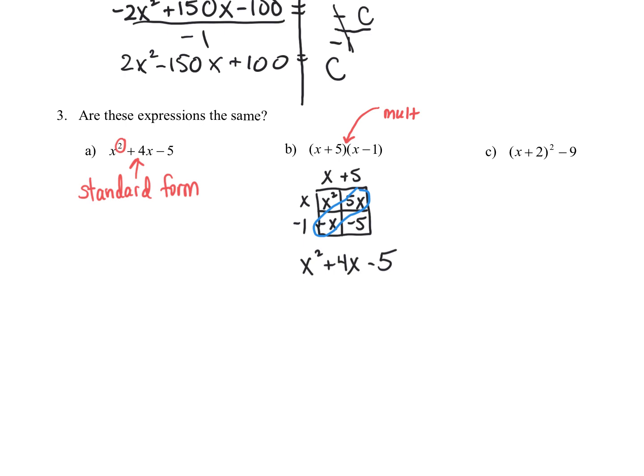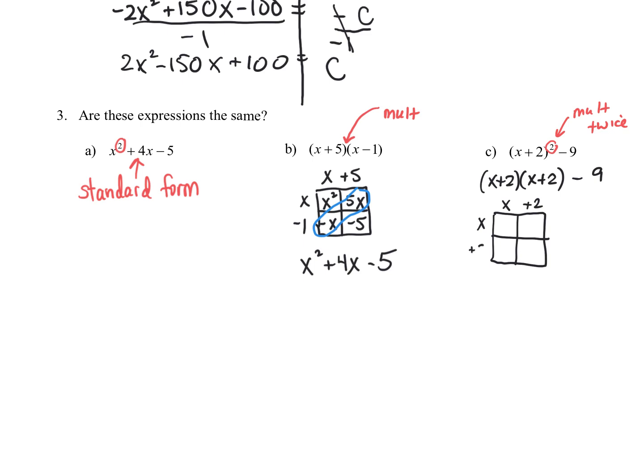Now our last problem has a squared. Squared means to multiply twice or multiply by itself. So if I rewrite this, this is really just saying x plus 2 times x plus 2, and then I have a -9. So x plus 2 times x plus 2 is really just the box. I'm just multiplying it twice.